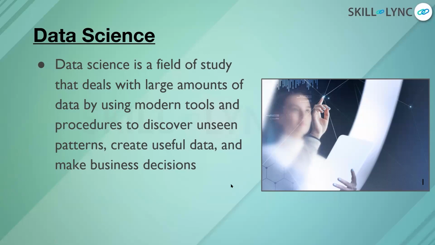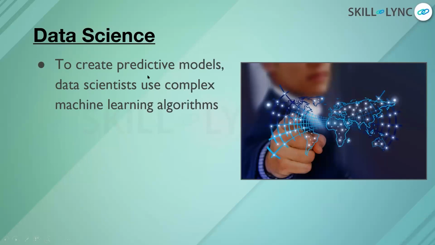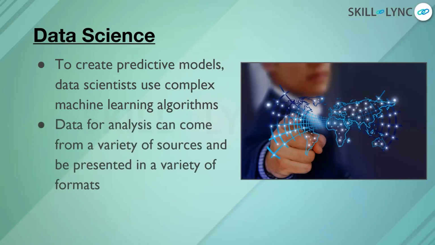So what we understood for now is that data science deals with a large amount of data, applying some tools and algorithms on it, maybe a machine learning algorithm, or maybe some basic probability algorithm, and after that getting the results, and based on those results we make the decisions. We will take some other examples as well, then we will be able to understand it fully. To create predictive models, meaning to create predictions, data scientists use complex machine learning algorithms, and we will learn about what machine learning is as well.